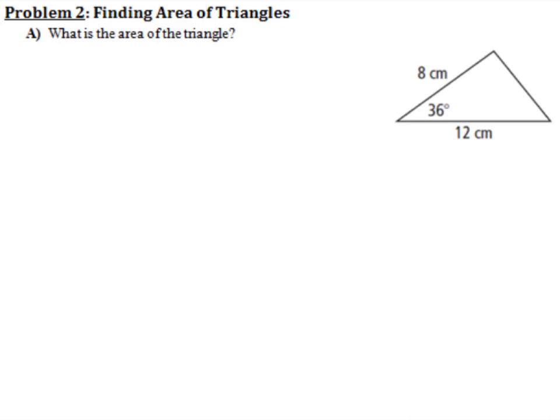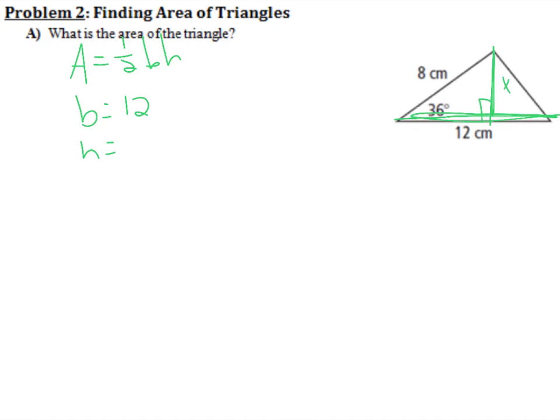This example, we're going to be finding the area of a triangle. Now remember, area of a triangle is 1/2 base times height. So I've got my base in this triangle. I know my base is 12, but I don't know what the height is. I don't know this distance right here.